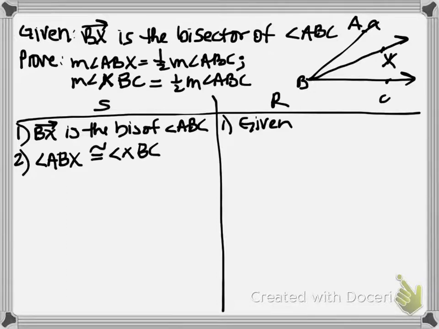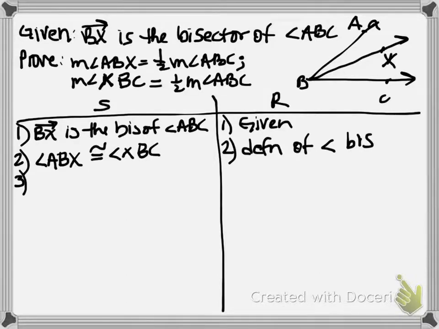If you look at that definition, it says nothing about measures being equal. So that's the definition, and you can't just say bisector. It's the definition of an angle bisector. Very important that you distinguish between the two. We've got a segment bisector and we've got an angle bisector, and you need to make sure which one's which.